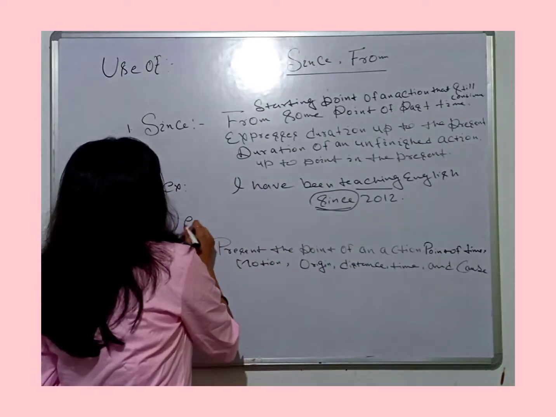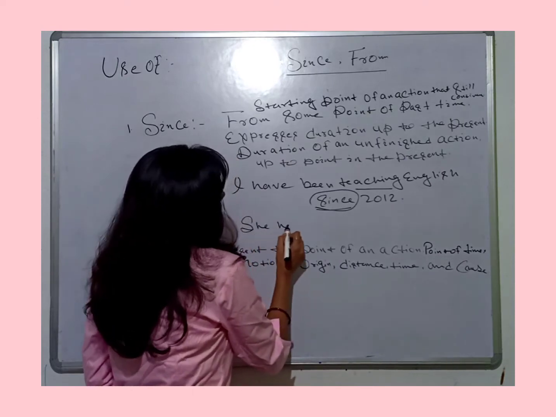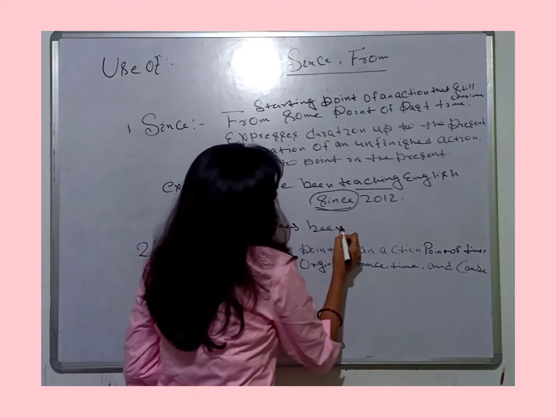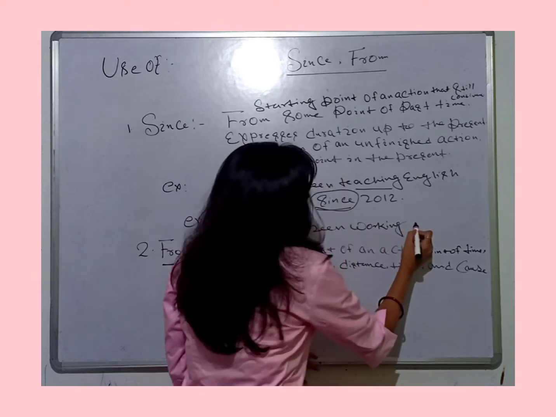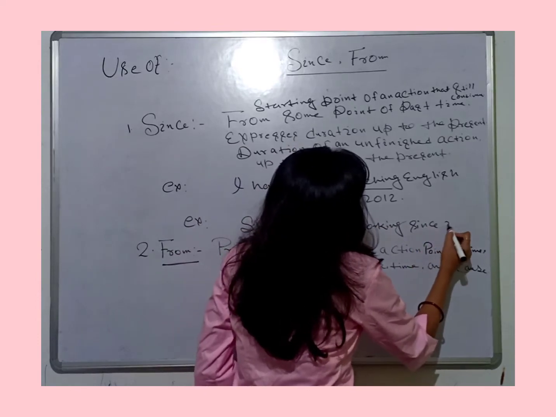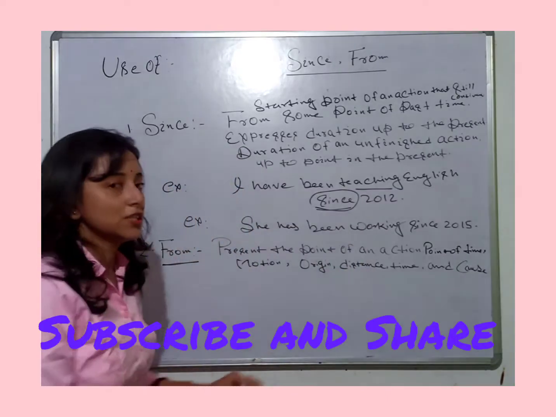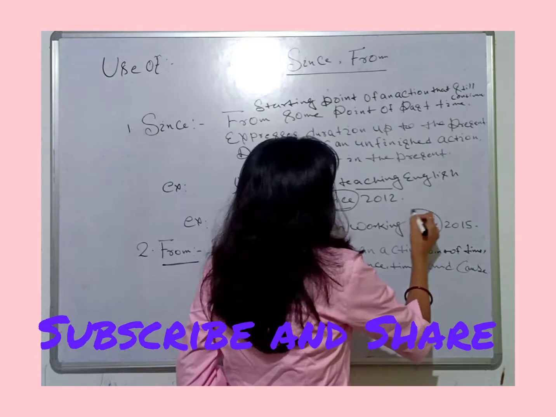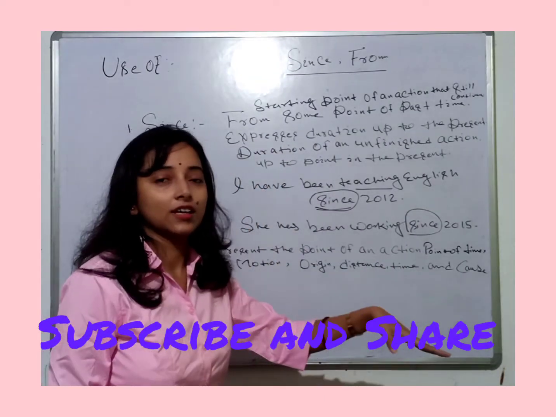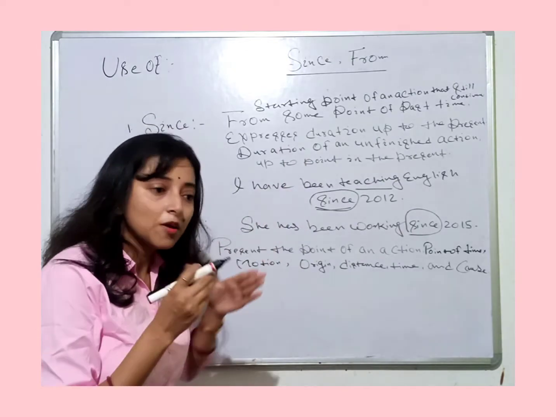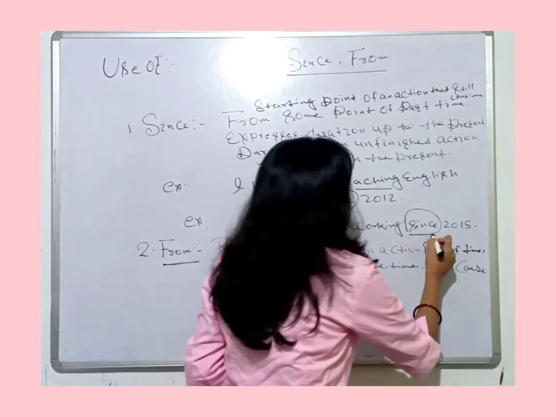Now let's see more examples. She has been working since 2015. Here, since indicates that she is still working. The work which she had started is not finished. She is still working. Therefore, we use since here.